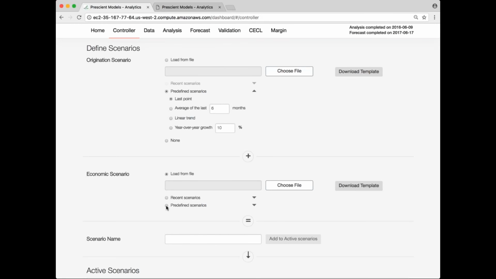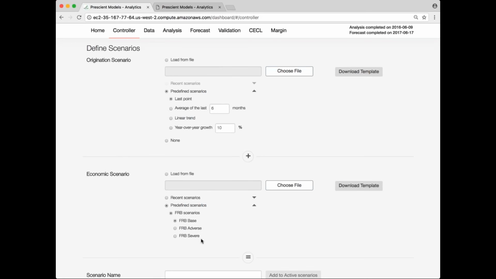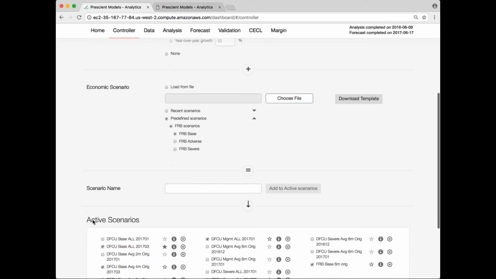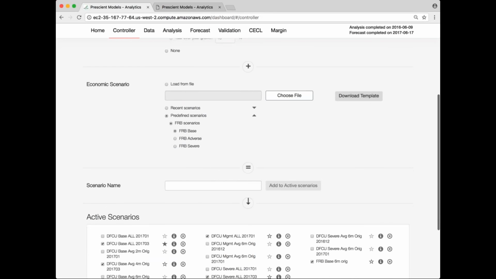But by default, we always keep the Federal Reserve Board scenarios, the DFA scenarios loaded: base, adverse, and severe. And those change about once a year, something like that. When you take the origination and the economic scenario together, we give that a name and add that to the list of active scenarios.